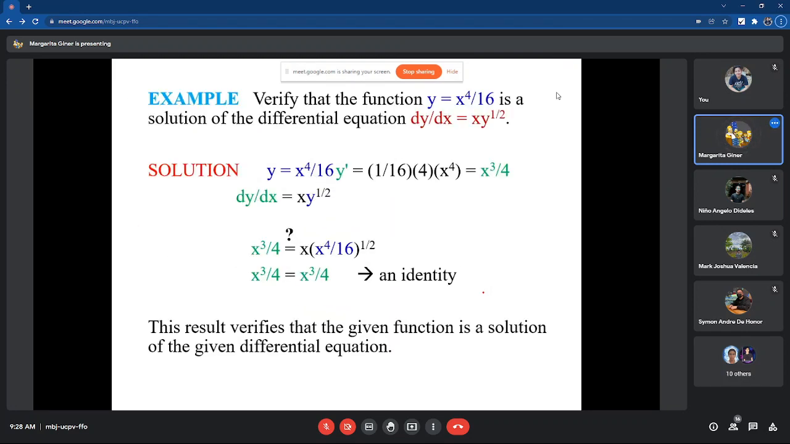Okay. So let's proceed. Sige, magbutang ko sang example sa another slide. Dali. Is y equals x to the 4 over 16 a solution of the differential equation dy over dx is equals to x y raised to 1/2? Okay? Ang hambal diri, i-check natin if this will be a solution of your differential equation.